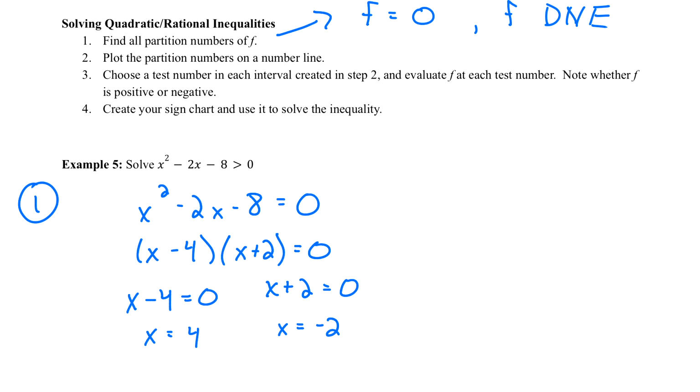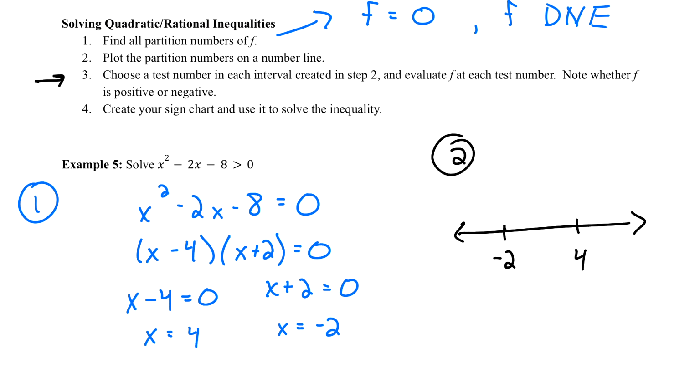The second part says we want to plot the partition numbers on a number line. So I'm just going to make a really rough number line here, and I'm going to take the two numbers that I found, negative 2 and positive 4, and put those on my number line. We're not going to do too much with this right away, but we're going to come back and work on it throughout the rest of the problem.